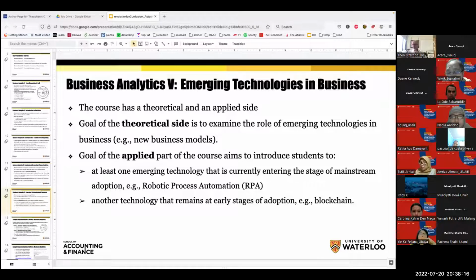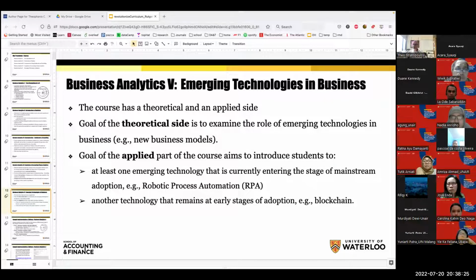And then the practical part of the course is we need to make sure they understand and they can use some of these technologies. So what we have, and again, this is one of the courses we are still experimenting with. One year we're experimenting teaching them blockchain, how blockchain works. Another year we used RPA. And with RPA, we chose it because it's an example of a technology which is used a lot by accounting firms.